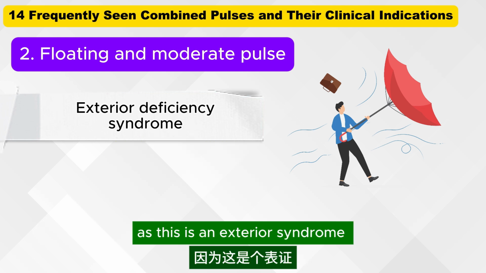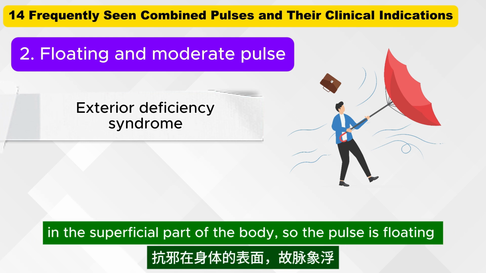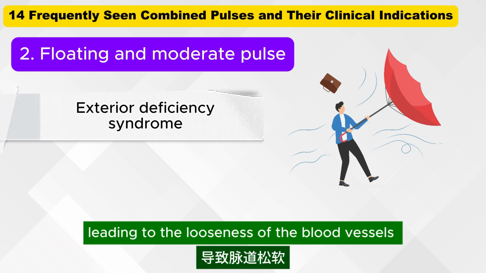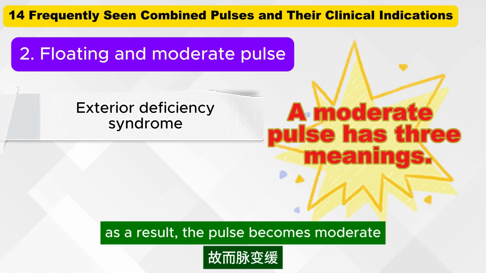As this is an exterior syndrome, the qi and the blood of the body fight the pathogen in the superficial part of the body, so the pulse is floating. The defensive qi is inhibited inside, thus heat is generated, leading to the looseness of the blood vessels. As a result, the pulse becomes moderate.